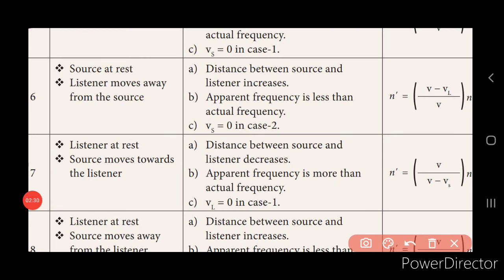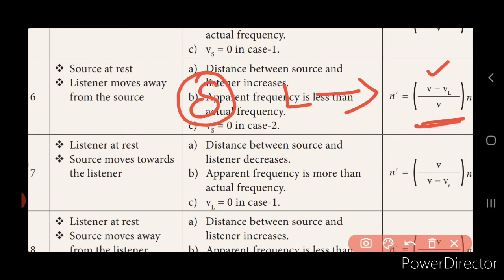Now let's see case 6. Here the source is at rest and the listener is moving away from the source. Now the listener is in the opposite direction, right? We saw in the fifth case that the listener is moving towards the source. Here the listener is in the opposite direction, so in the numerator you will have a negative sign. In the previous case it was positive, isn't it? The denominator will be the same because the source is at rest, so Vs will be equal to 0. So in the denominator you will have only the velocity of the sound, right?